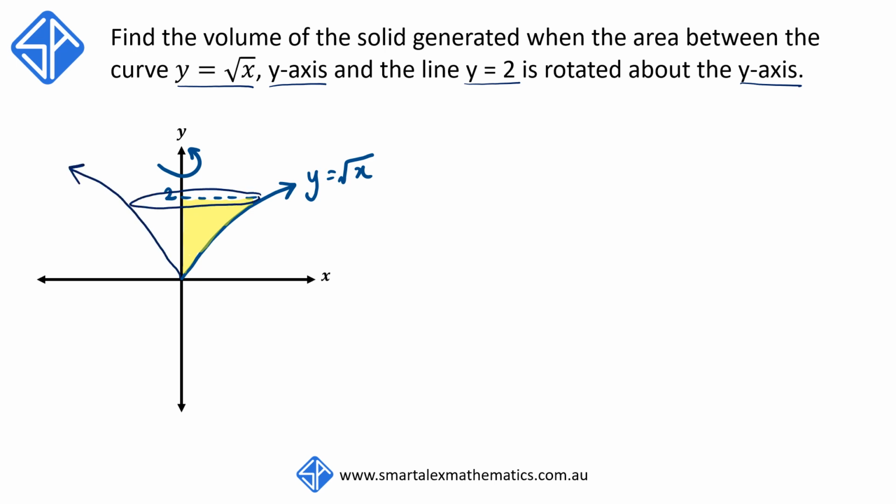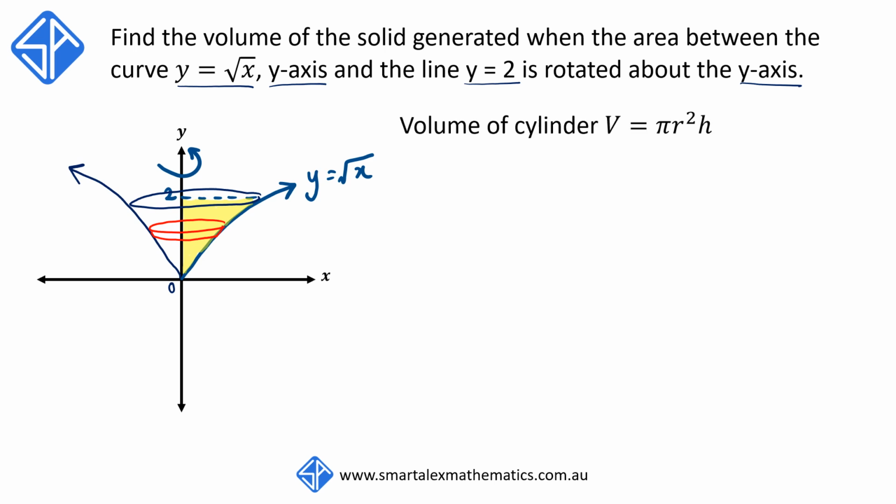In order to find the volume of this solid, we can think of it as being made out of a series of very, very thin cylindrical discs. And if we're able to find the volume of each cylindrical disc going from y is equal to 0 to y is equal to 2 and add them up, then we would have the volume of the solid of revolution.